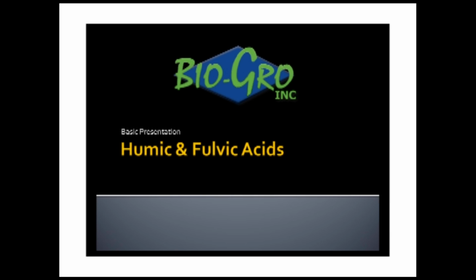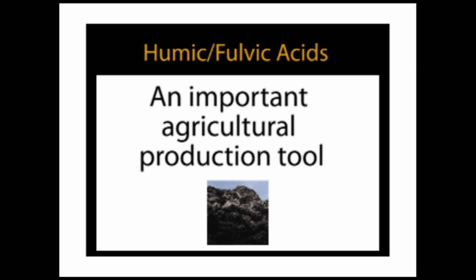This is a very basic presentation on humic and fulvic acids. The objective is to give a very basic understanding of what humic acids are and what they are not. We will also talk about where they come from, how they're made, and how you should use them. Humic and fulvic acids are an important agricultural production tool.